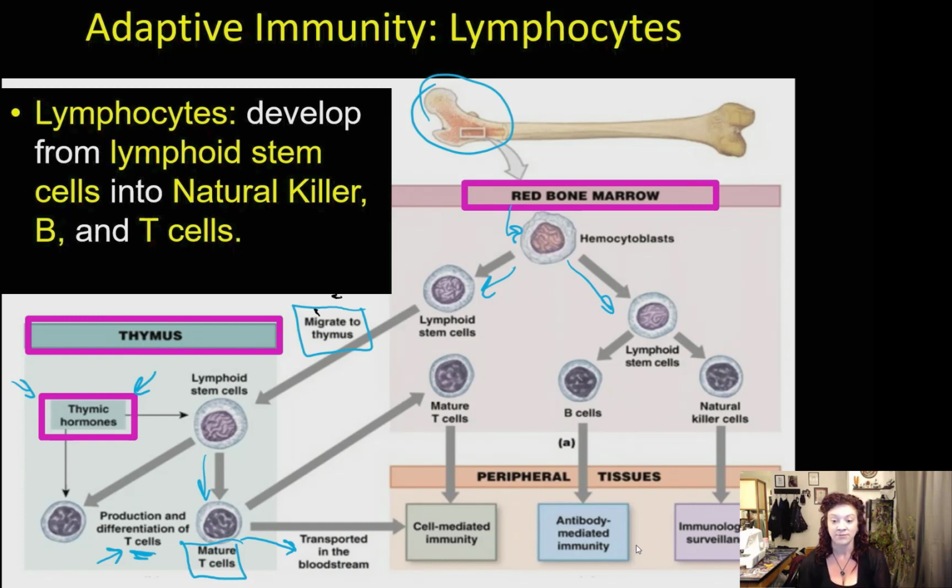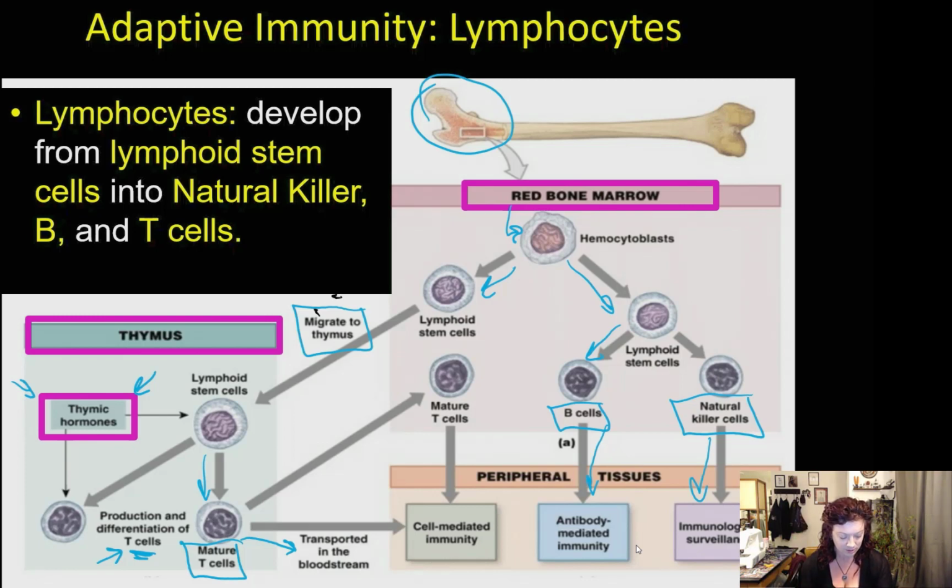Now, some of these lymphoid stem cells are going to be retained in the red bone marrow and they're going to mature there. They can mature into one of two types, either our B cells or our natural killer cells. Both of these cell types are also then going to be released into the bloodstream so that they can move to what we refer to as the peripheral tissues, meaning the rest of the tissues through the body.